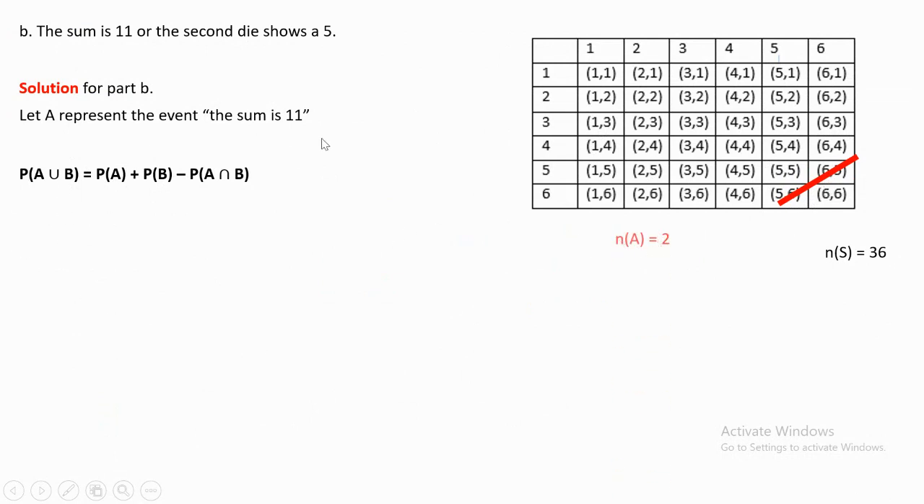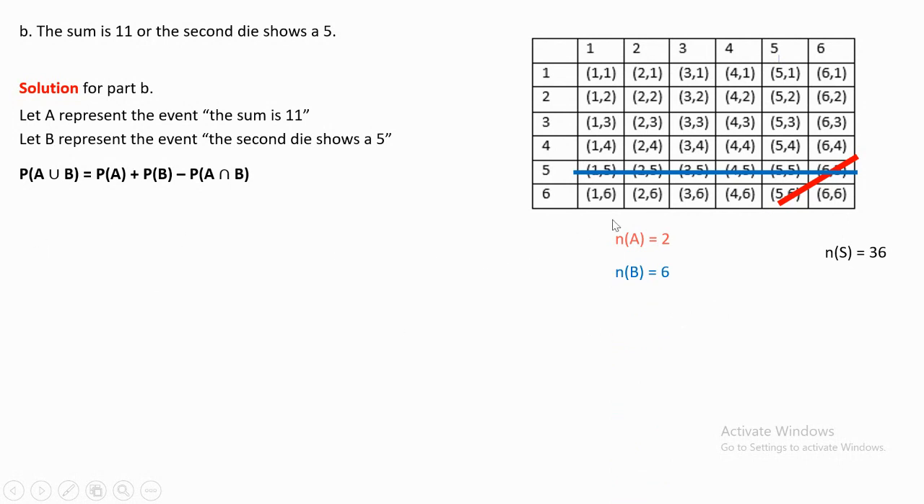And n of A is equal to 2, right? So n of A is 2 because there are only 2 outcomes where the sum equals 11. Now, for the second part, let B represent the event that the second die is a 5. So the second die is a 5, won't it be this one here? It's going to be this one here, right? Because you see the second die is a 5. So it's going to be all these right here.